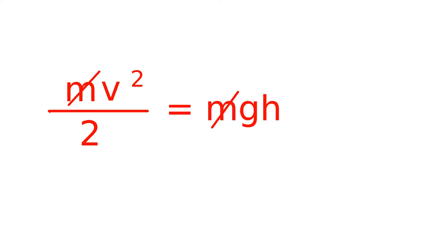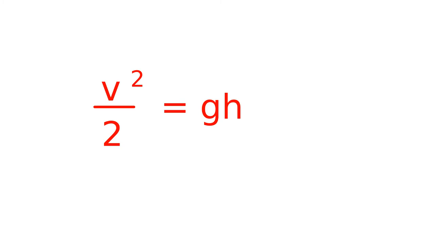The mass goes away on both sides. The height is determined by the velocity and acceleration of gravity only. A small particle will go as far as a large one. Here we are without the mass. Here is the height by itself on the right.